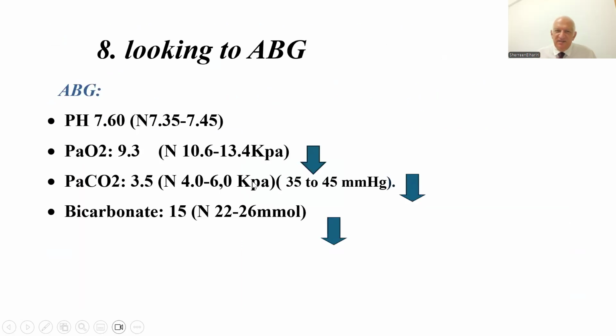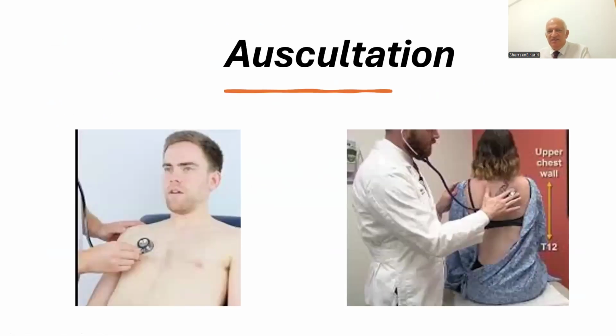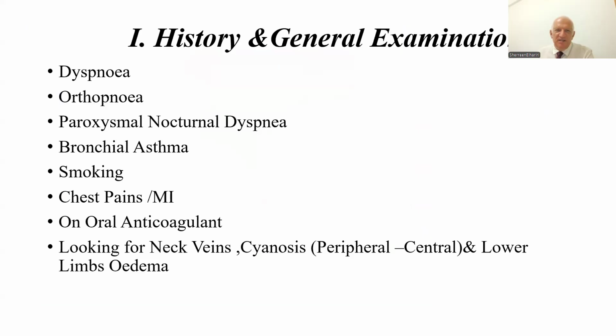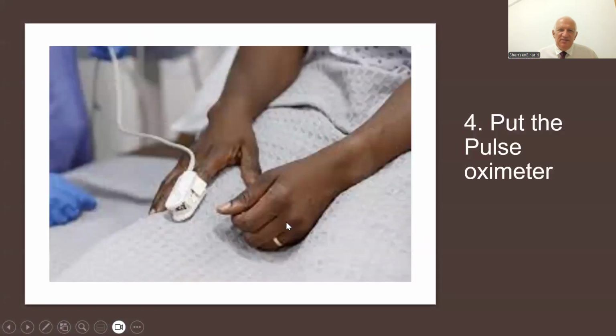After that, the patient is somewhat stable. He becomes stable because he doesn't have dyspnea anymore. So just a quick history: mister, do you have dyspnea, orthopnea, paroxysmal nocturnal dyspnea, history of bronchial asthma, do you smoke a lot, have you had chest pain before, are you on an oral anticoagulant. You can look at his neck vein, look at the tongue and hand for cyanosis, and look for lower limb edema. So it is just a quick history. You manage the patient, you take a quick history.